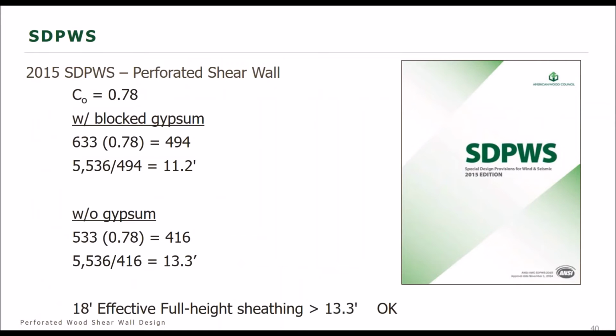So multiplying that C sub O value by our shear wall capacities, we see that for the blocked gypsum wall, we have a capacity of 494 pounds per lineal foot. So we need 11.2 feet of full height sheathing. Neglecting the contribution of the gypsum, we see we're going to need 13.3 feet of full height sheathing, and both of those values are less than the 18 feet effective that we're providing. So this design would work.